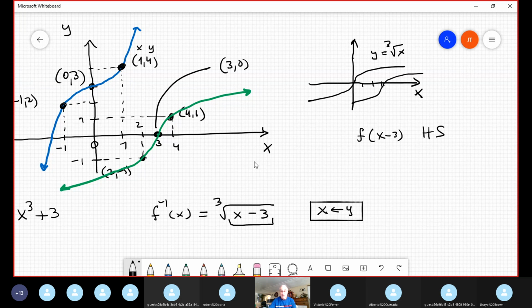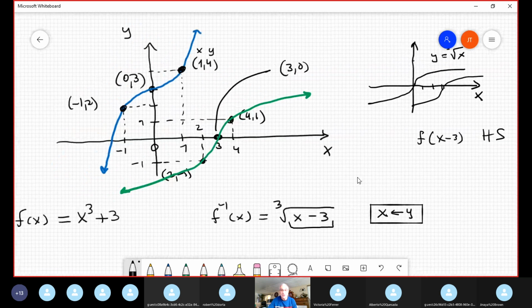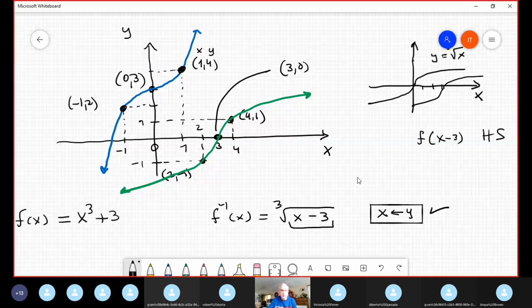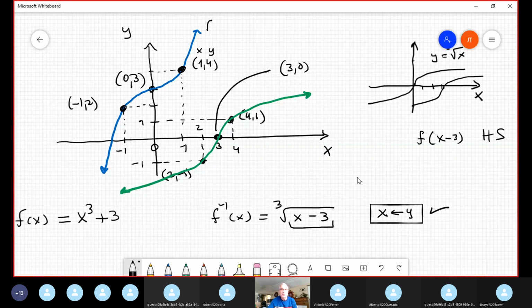But in my opinion, it's easier doing it this way. Interchange x and y. This idea. Interchange x and y. Because I have the graph in blue color of the original, and you find in green color the inverse graph. Interchange x and y. Notice that this graph is symmetric to the line that bisects the first quadrant and third quadrant. That's the line y equals x.